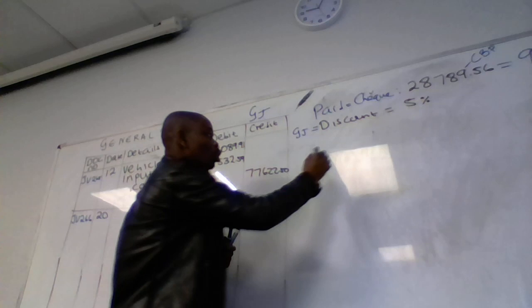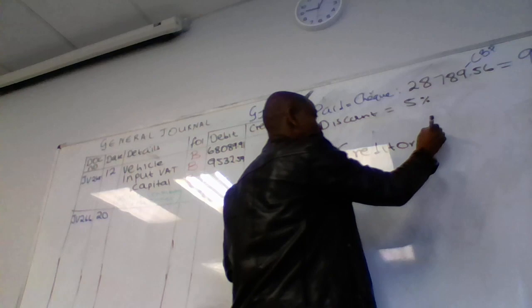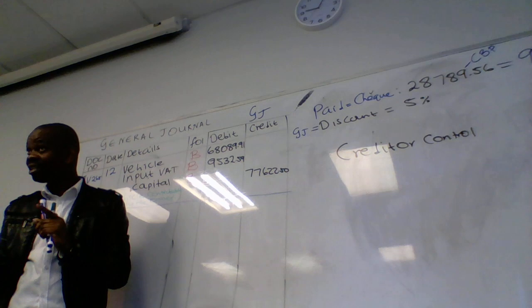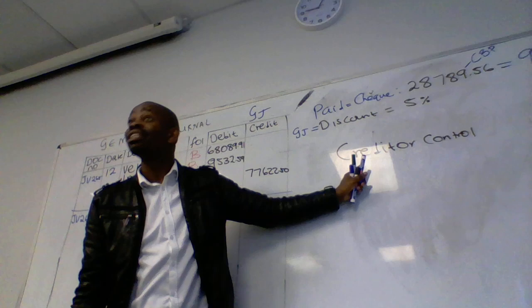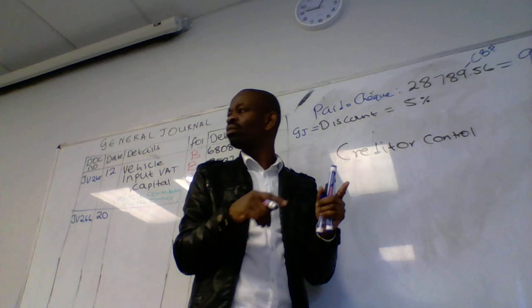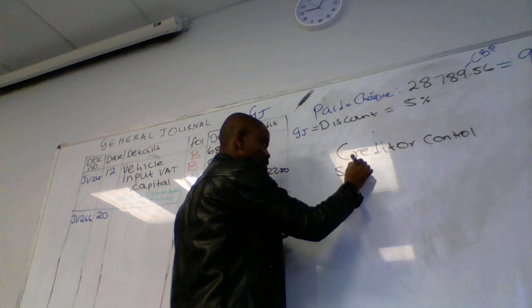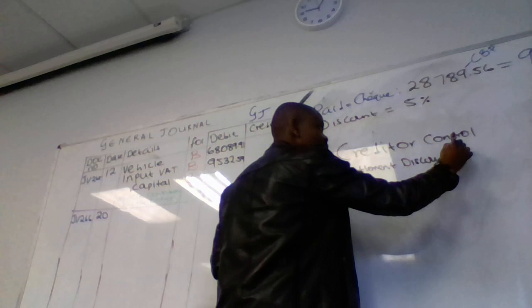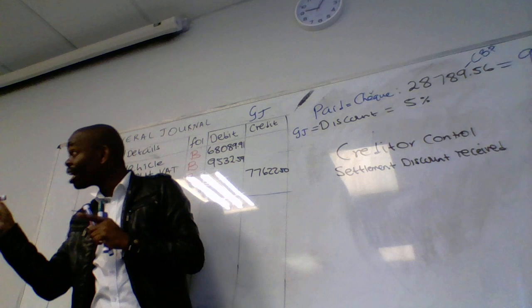Because you have been given the discount. Who can give you the discount? Only the creditor. Can you see that? If you were the one giving the discount, you were supposed to write what? Discount allowed, so you need to be careful. But what did the creditor give you? We can call it settlement discount received, or discount received. Are we together?